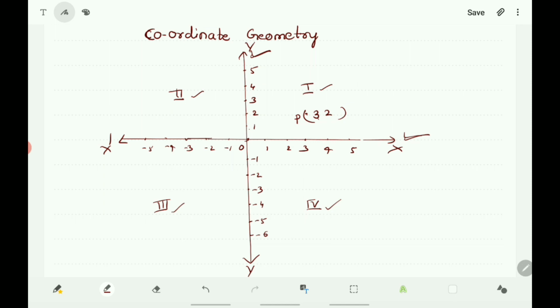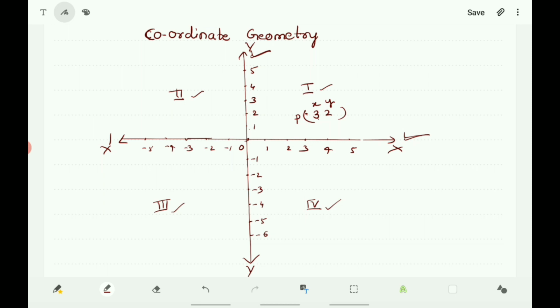If the abscissa of a point is x and the ordinate is y, so generally let us denote the abscissa as x and ordinate as y. So (x, y) is called the coordinates of the point. Generally the coordinates of the point is denoted as (x, y).